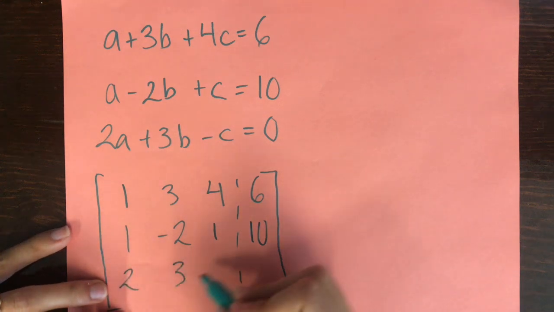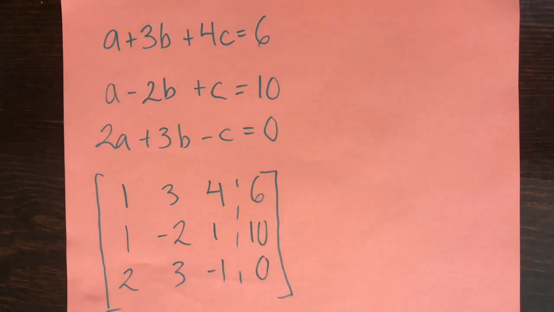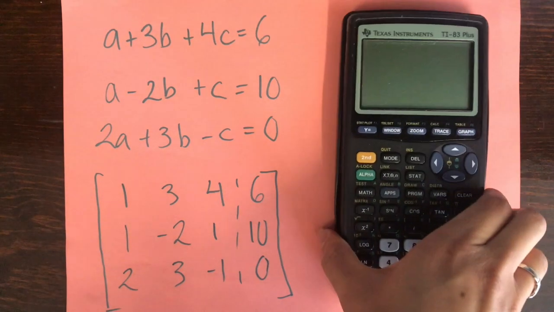We're going to put this into matrix form with just the coefficients. I have 1, 3, 4, 6, 1, -2, 1, 10, 2, 3, -1, 0.